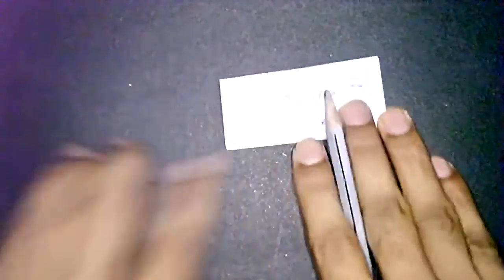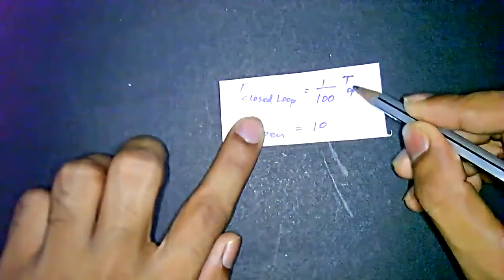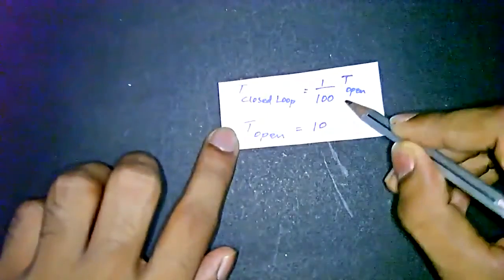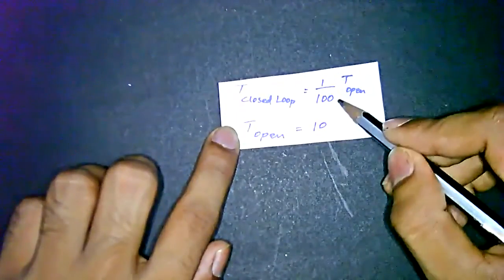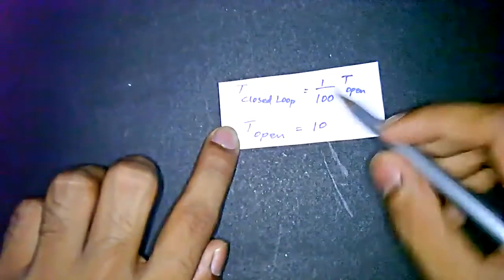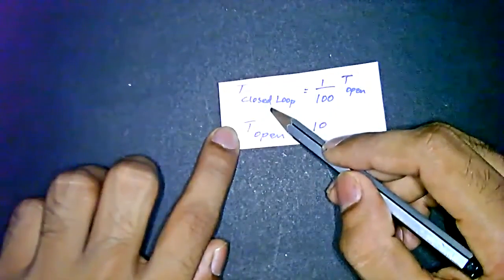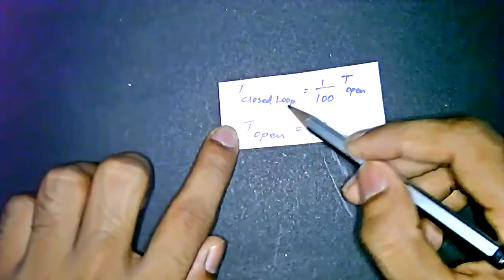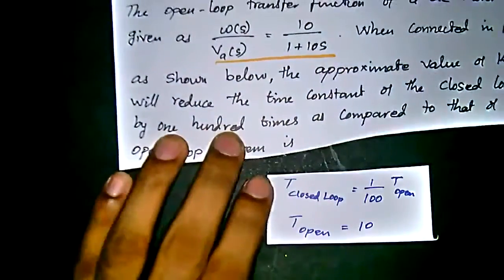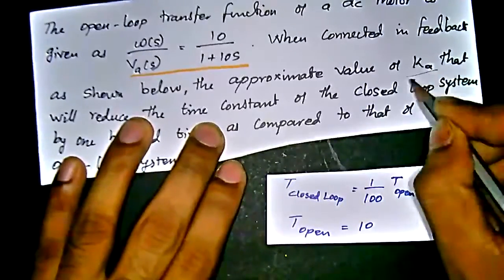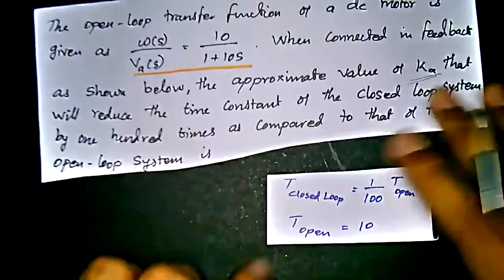We found the value of T open here, so we substitute it: 1/100 into 10 gives 1/10. But we have to find the closed loop time constant, and after finding it, we have to find the Ka value. That is the value we should find in this question.